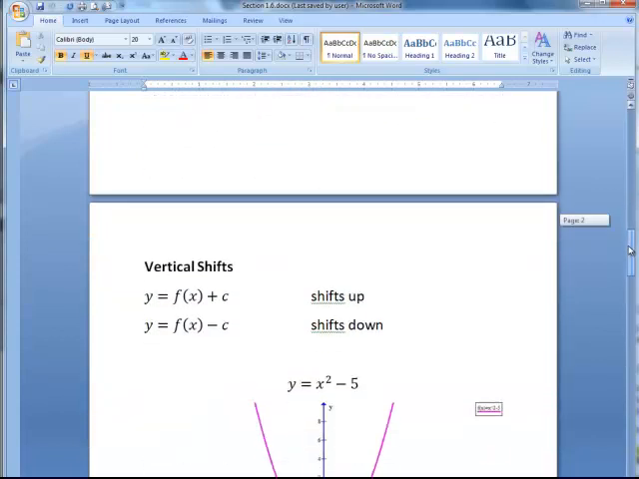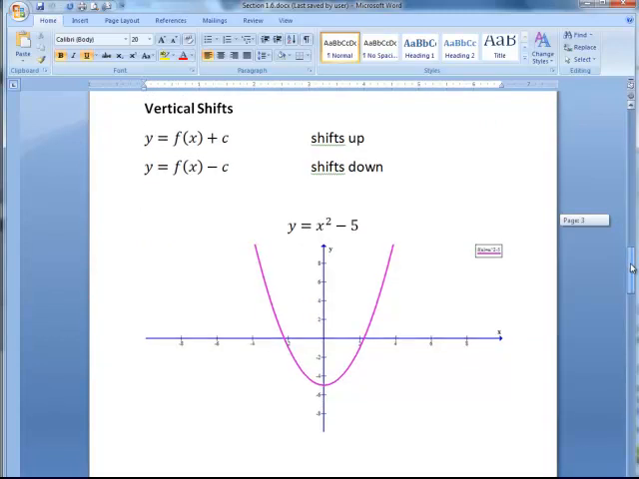Let's talk about our first type of transformation. We're going to get vertical shifts. We have f of x plus c and f of x minus c. Notice that the c in this case are both outside of our regular function. So, in this case, I'm going to shift up when I add a number to my function and shift down when I subtract a number from my function.